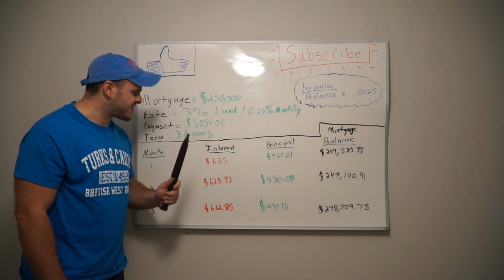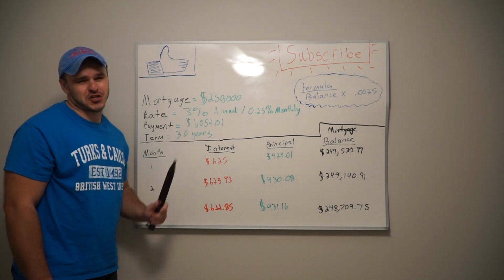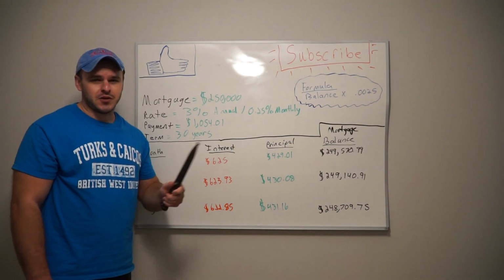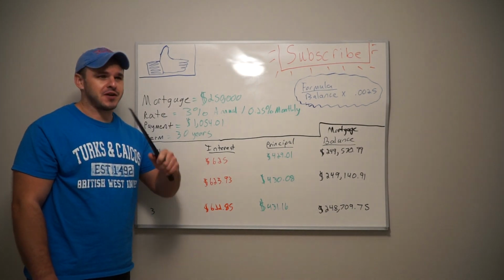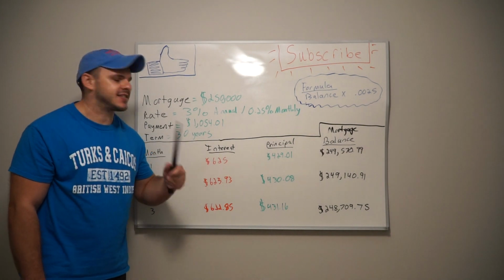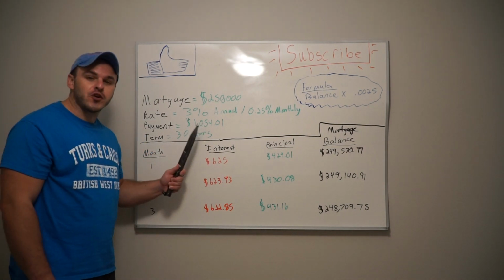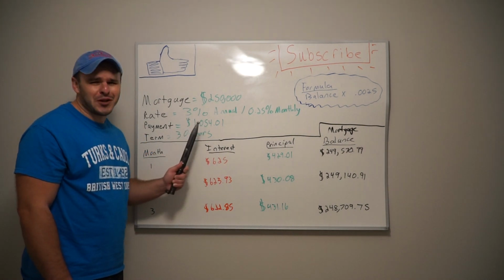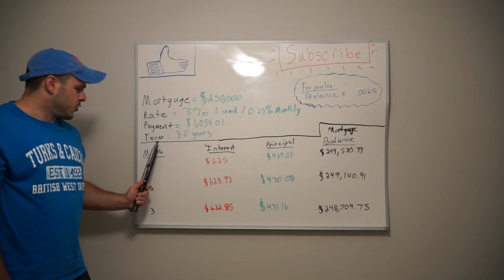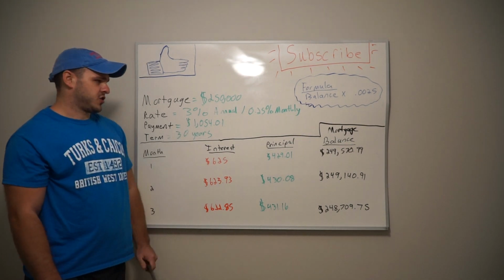is $1,054.01 every month. That's just your mortgage. That's not your insurance, taxes, whatever. That is just for your mortgage, okay? So your real payment in real life would be a little bit higher. Your term, this is a 30-year mortgage, okay?